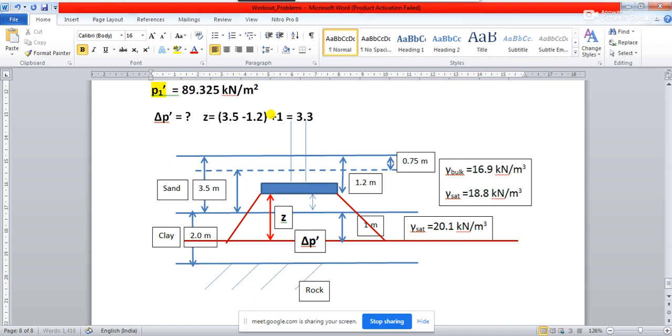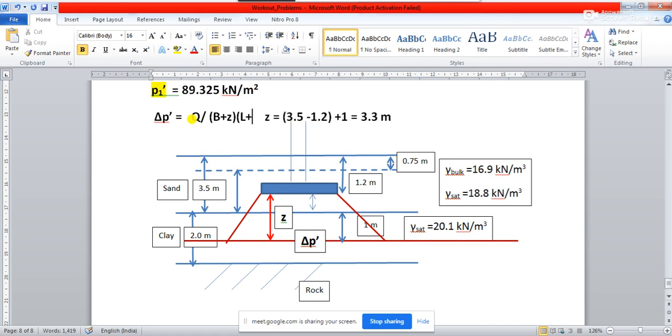2.3, yes. See, that is what 3.3 meter. Okay. So Z you know now. So if you know Z, you can calculate delta P. So you apply that. So what is Z? Z is nothing but your Q upon what? B plus Z, because that is what is trapezoidal distribution of load.